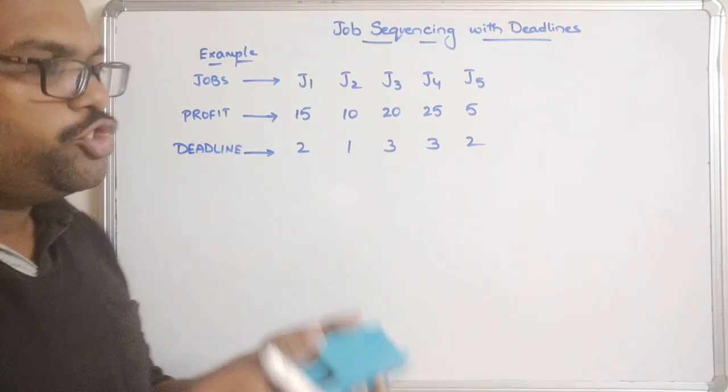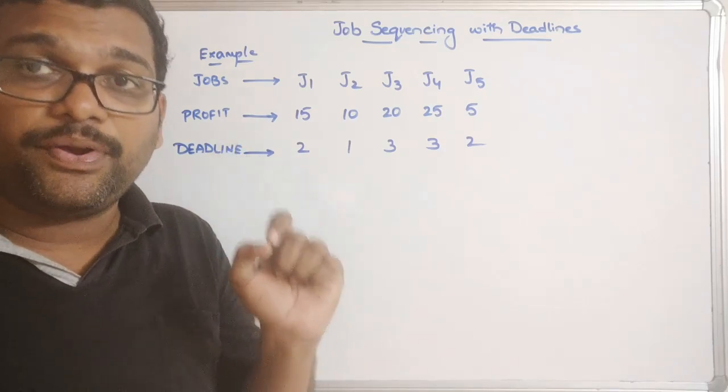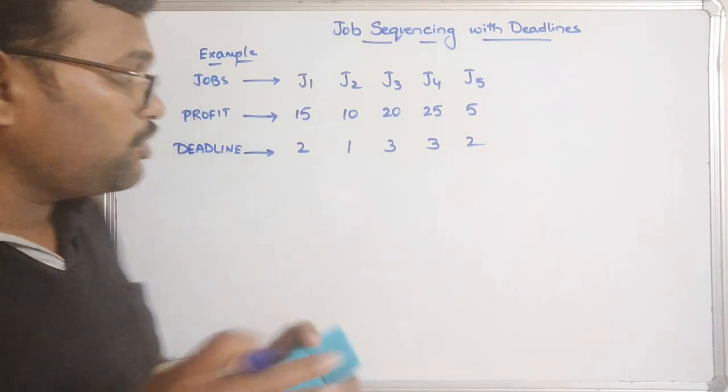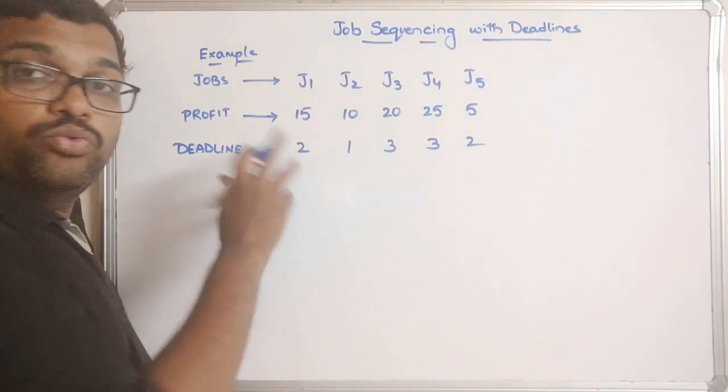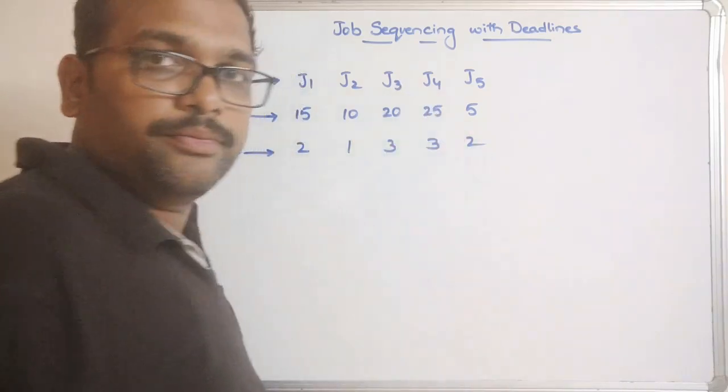So we have assumed that there is only one processor, no preemption, and the last point is every job will take 1 unit for its completion. So let us assume that the deadlines are 2 units, 1 unit, 3 units, 3 units and 2 units.